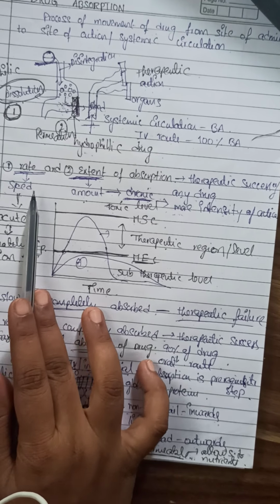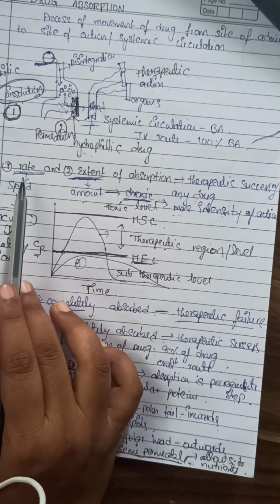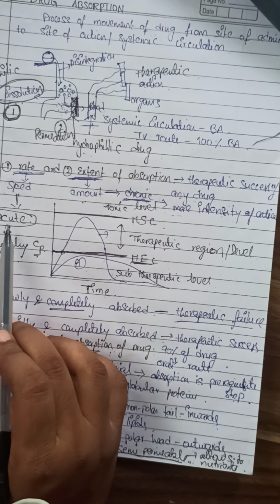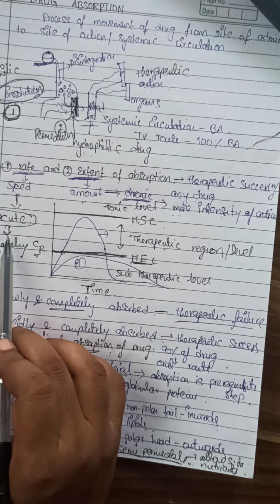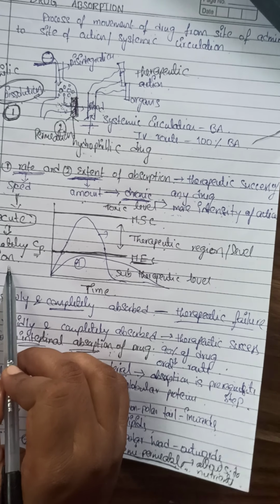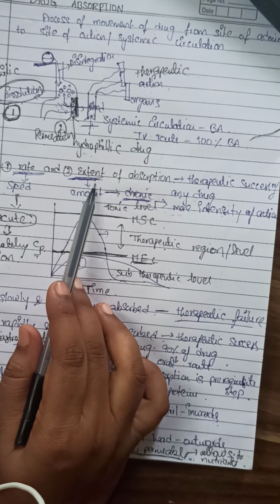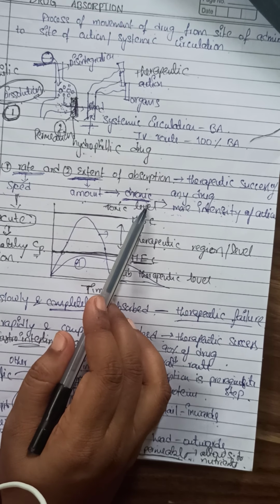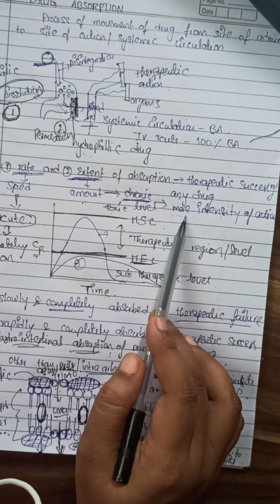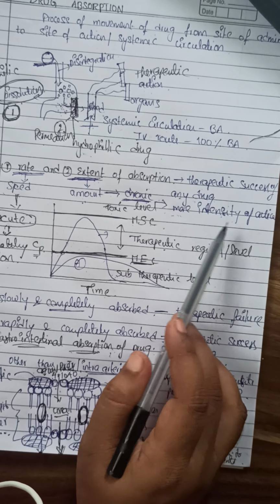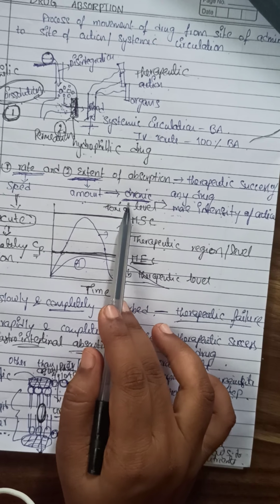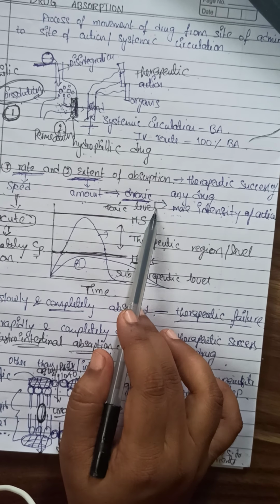Here the rate of absorption, that means the speed of absorption, is important in acute or emergency conditions where we require immediate action, whereas the extent, that means the amount of absorption, is important in chronic conditions where we require more intensity of the action. The therapeutic efficacy of the drug is important in case of chronic conditions.